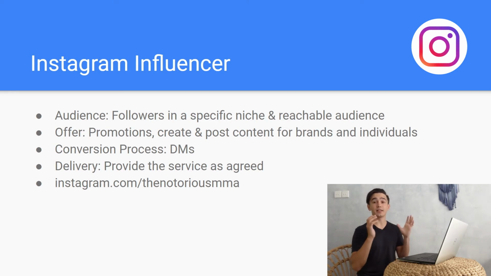And the offer that he actually sells on his Instagram are promotions for brands and individuals. So if you have a company and want to buy this offer from Conor McGregor, you would just contact him through DMs, which is his conversion process, or you could contact his agency, because if he's this big, then he's probably going to have an agency helping him with choosing the right brands to promote. And he would just deliver the service as you bought. Maybe you bought content creation, like you want him to make a video or an image with your product and to post it. So he's just going to deliver this on his Instagram. This is the first example.